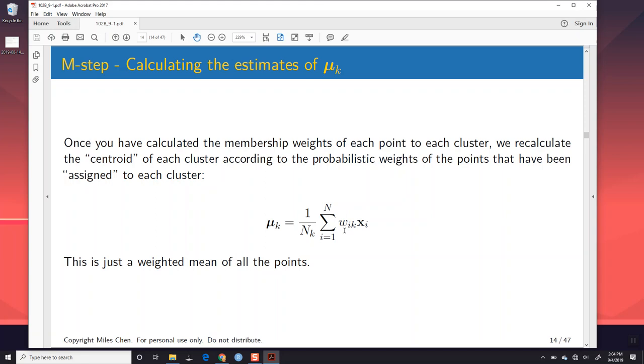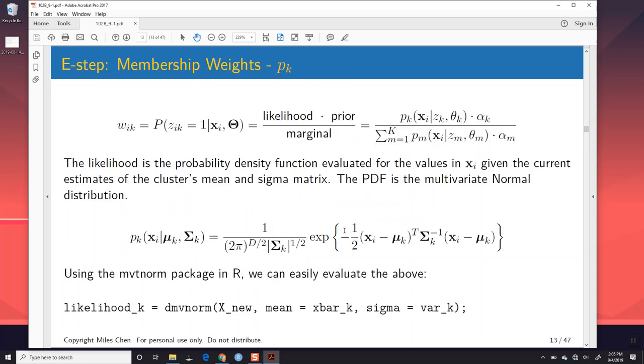What does EM stand for? EM is expectation maximization, because in the iterative nature, there's an expectation step and a maximization step. It's kind of like k-means, where you reassign, recalculate distances, and reassign. Except here you're recalculating probabilities and then recalculating the centroids and variances.